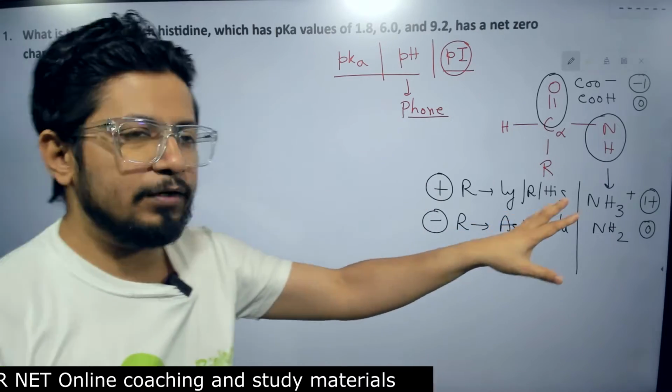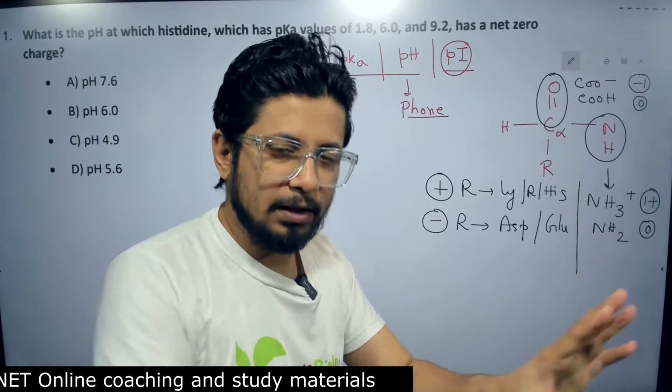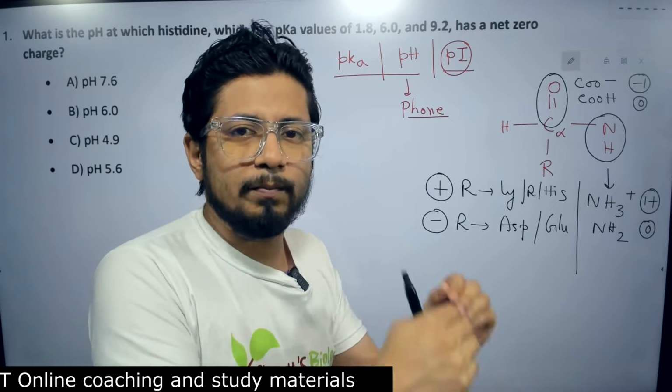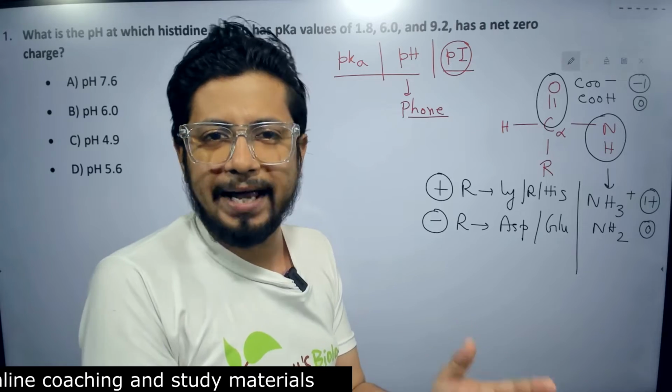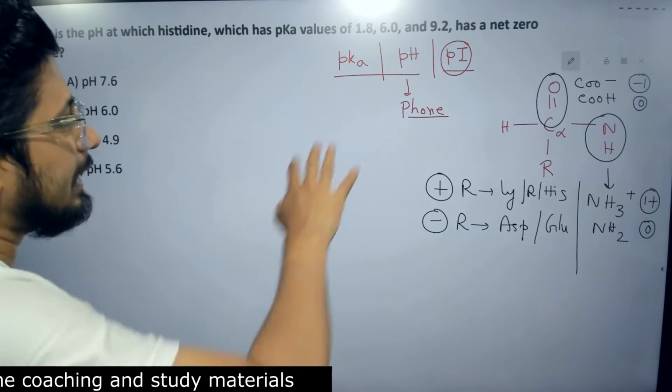What is the protonation value for the amino group? NH3 plus maximum, minimum NH2. For the CO group, maximum minus charge, CO minus, and if it is COOH then it is neutral, zero. So that is the idea.